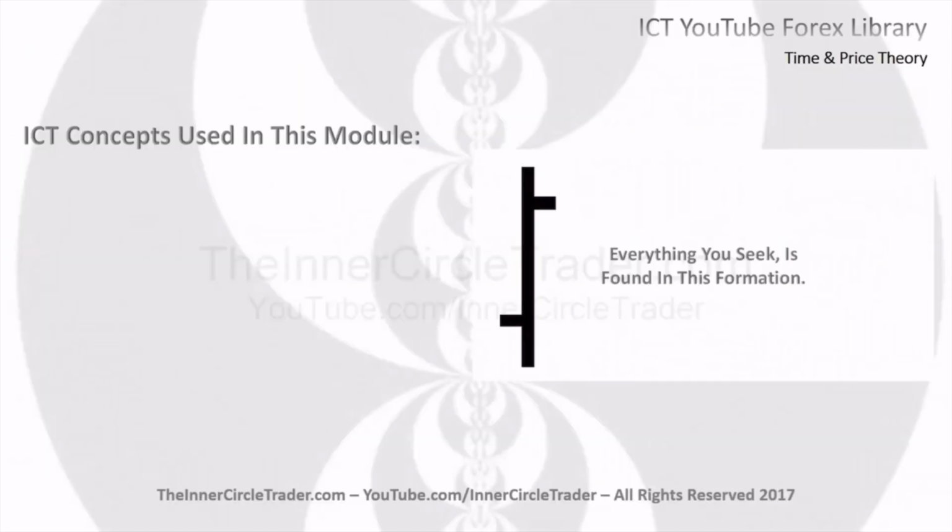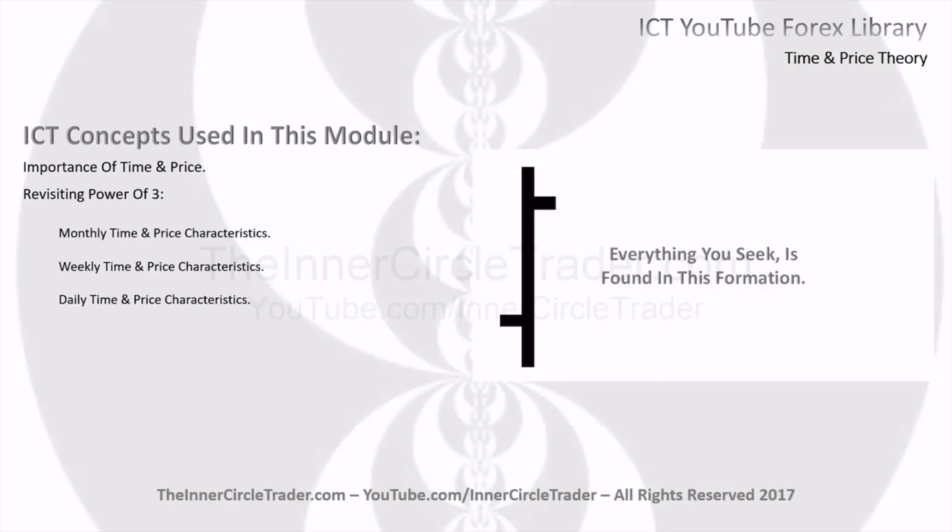Okay, folks, everything you seek in price action is found in this formation: the open, the high, the low, and the close. The ICT concepts used in this module will be the importance of time and price. We're going to be revisiting the power of three, and we're going to be specifically teaching monthly time and price characteristics, weekly time and price characteristics, and finally, daily time and price characteristics.